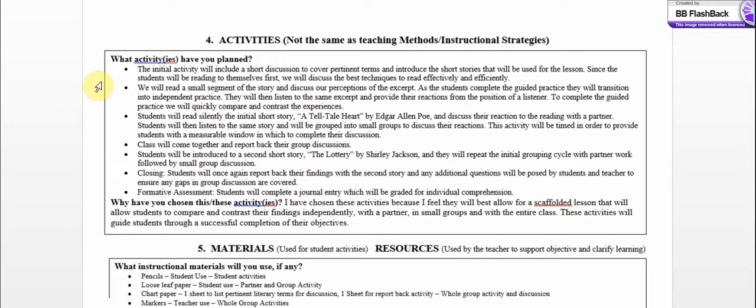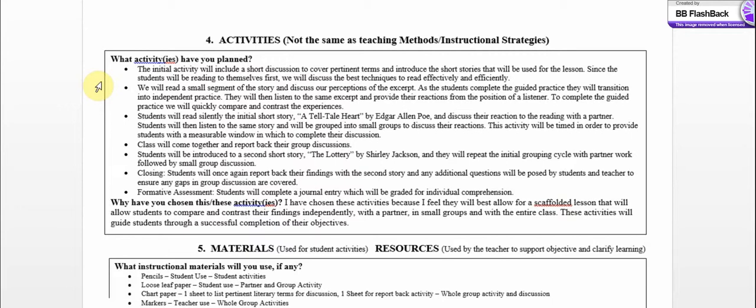And at this point, the students will be able to complete the entire task on their own with their partners and then in a small group. And that will allow me sufficient time to follow up with students who perhaps struggled while working with A Telltale Heart. So the next story will be The Lottery by Shirley Jackson. Once they begin this story, they will repeat the initial grouping cycle with partner work followed by small group discussion.